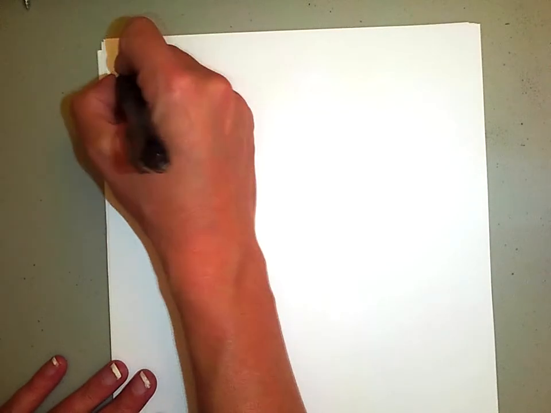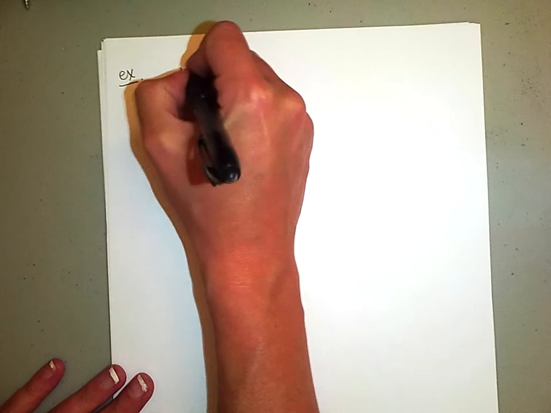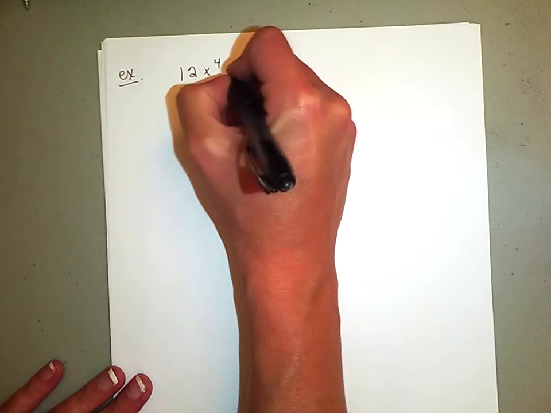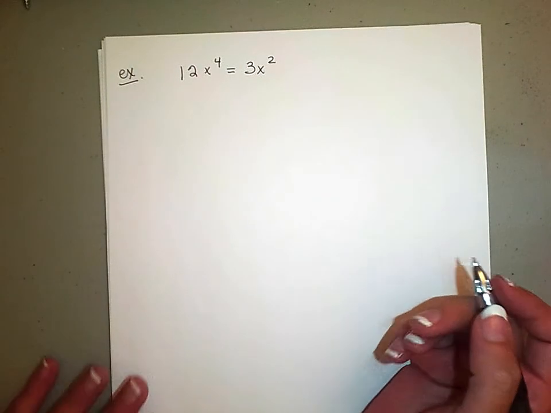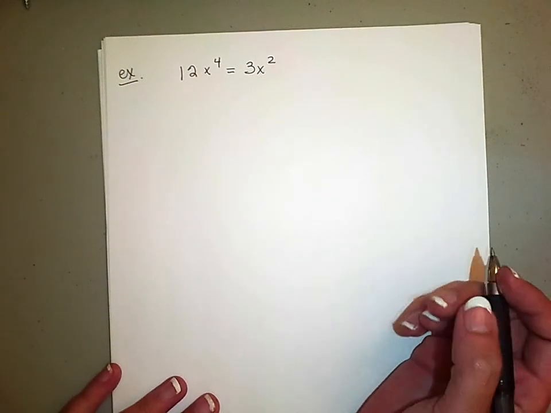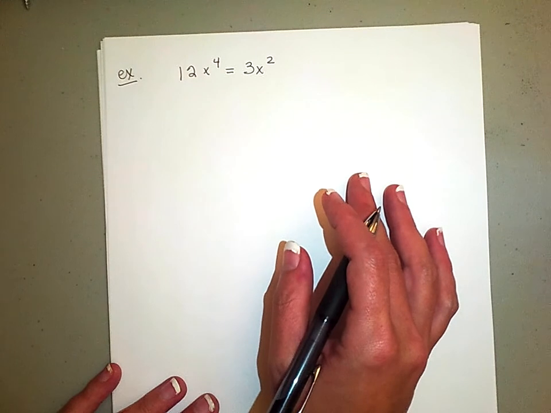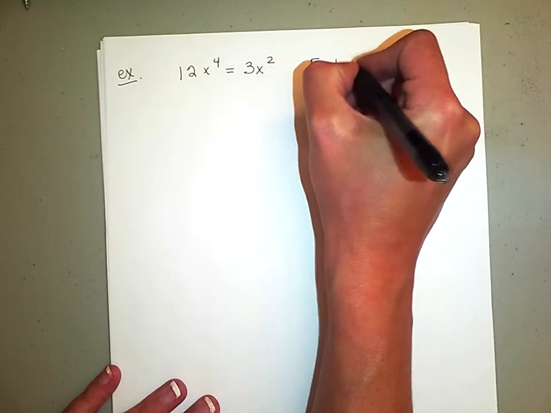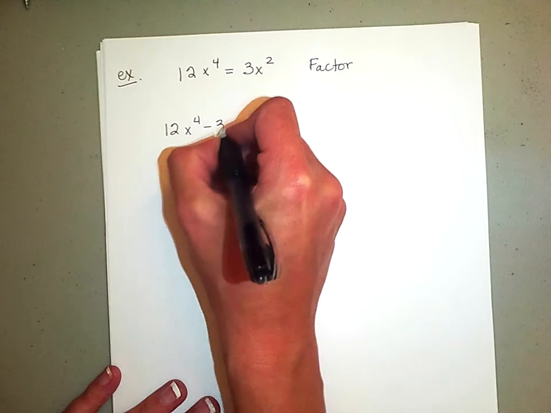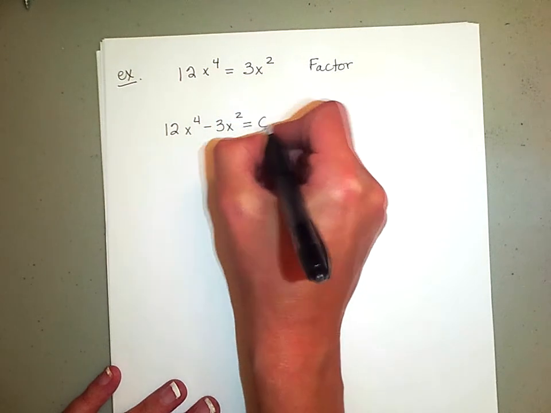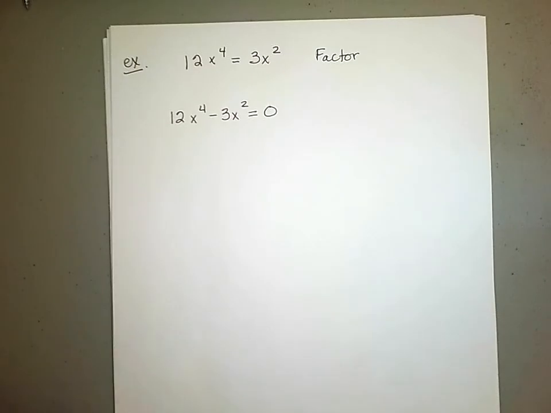Let's try another one. Here we have 12x to the 4th is equal to 3x squared. Again, we do not want to divide by a variable because we could be dividing through by 0. So let's factor instead. And to do that, we need to move everything over to one side. So we have 12x to the 4th minus 3x squared equals 0.